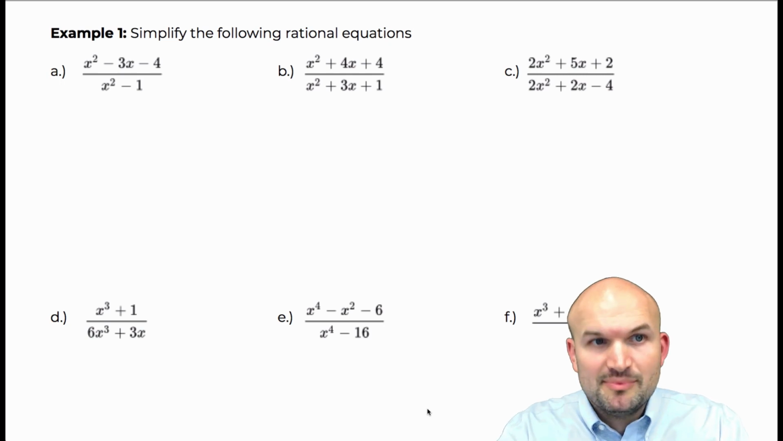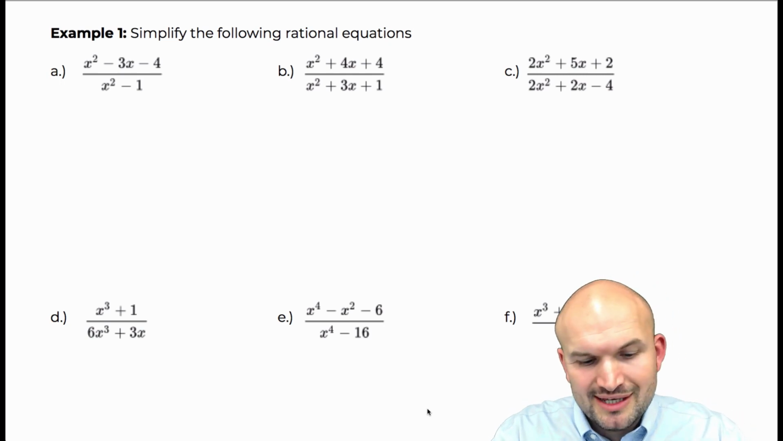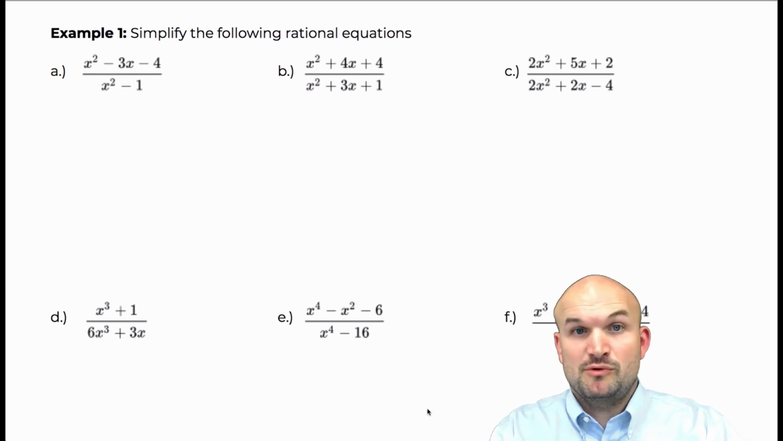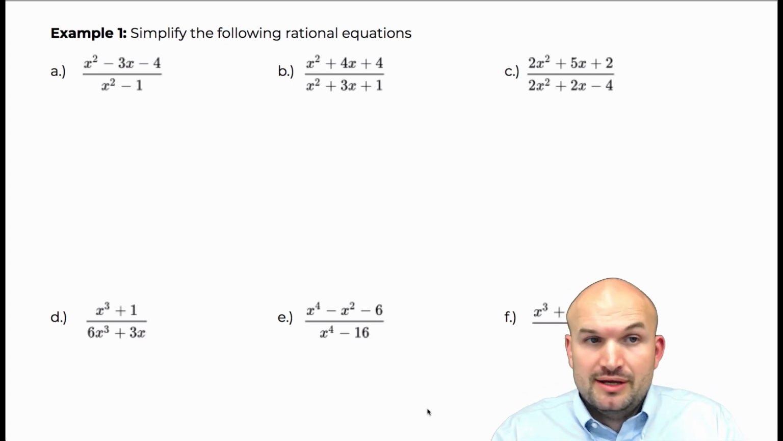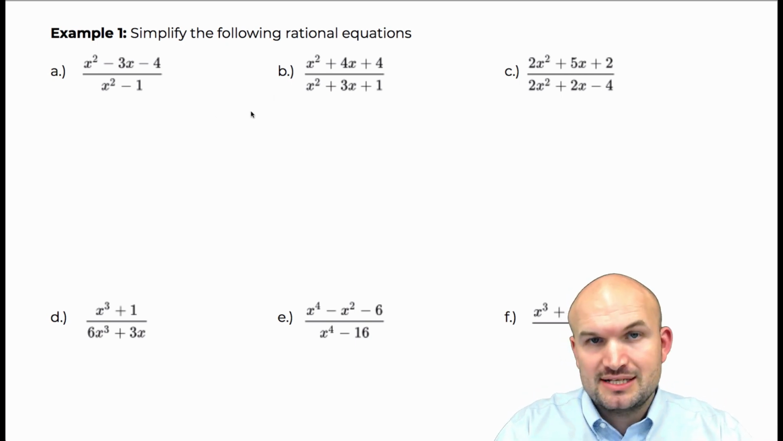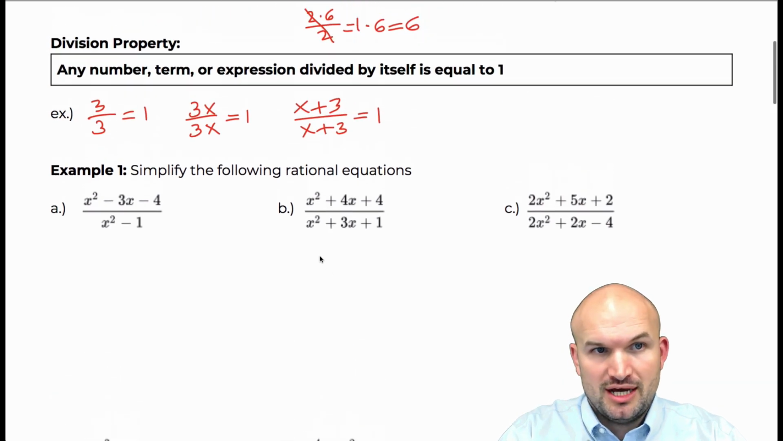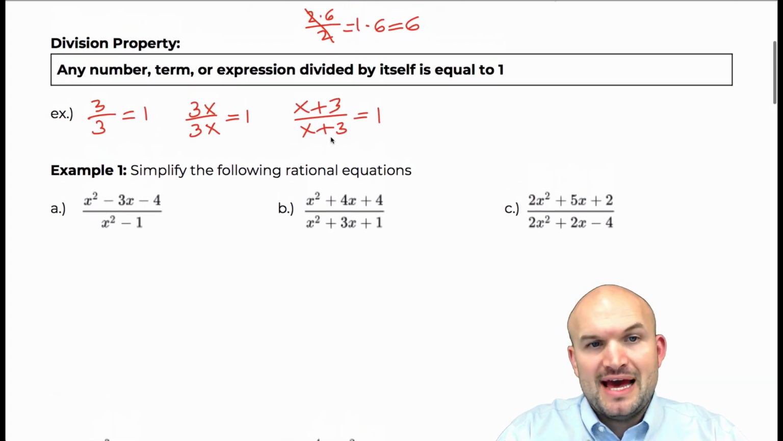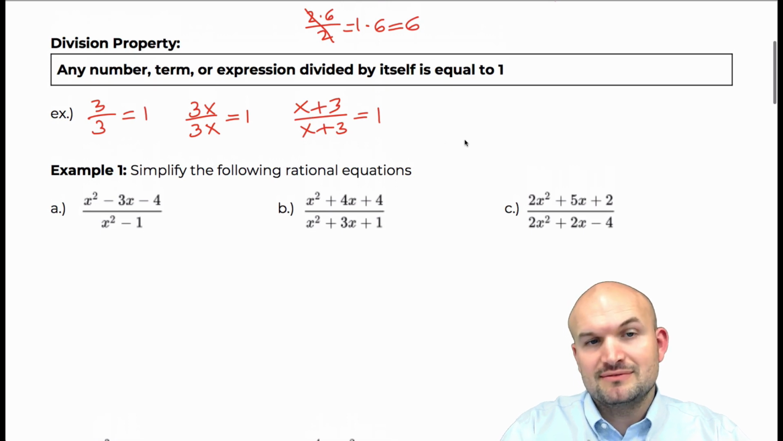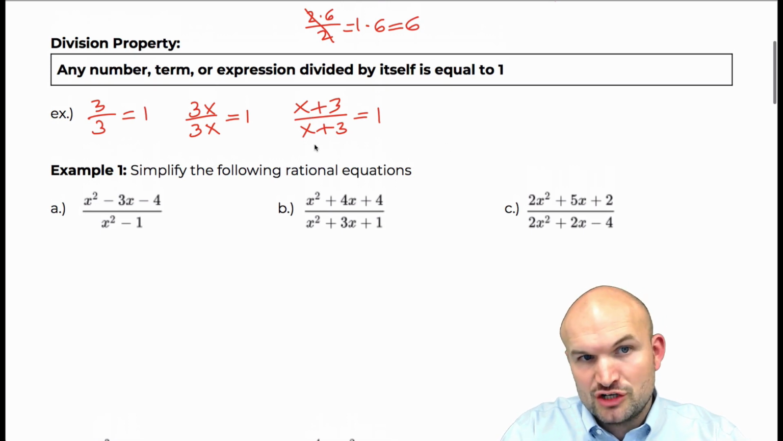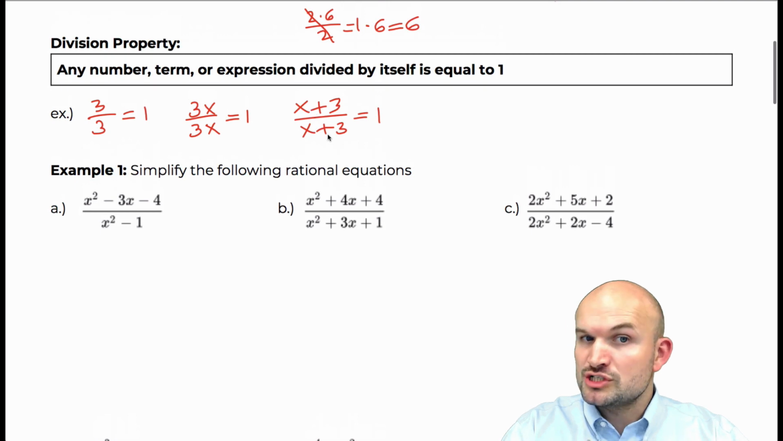All right, so when simplifying rational expressions, the process that we want to do is look for that division property. There's a couple of things that are important that I didn't really mention with this division property. The division property works when we have an expression divided by an expression, but it doesn't technically mean we can't divide across addition or subtraction.